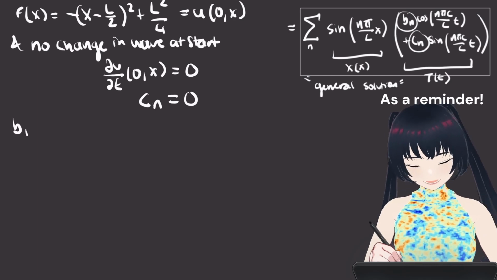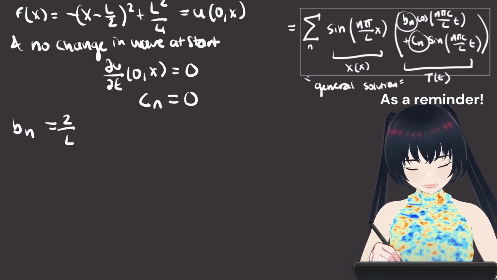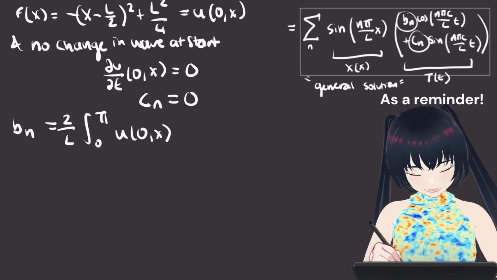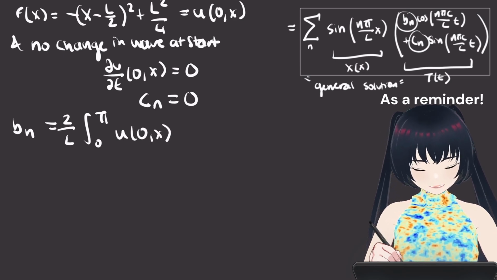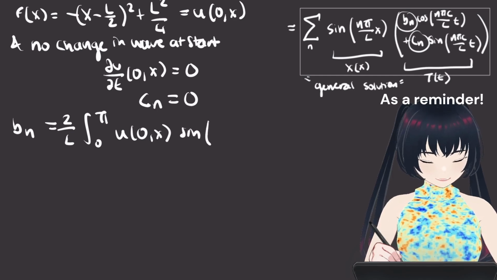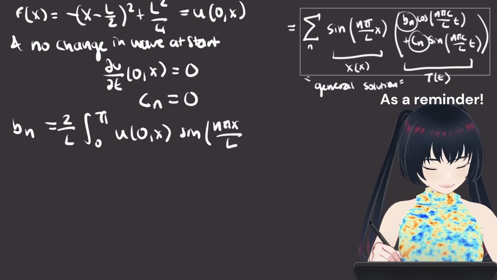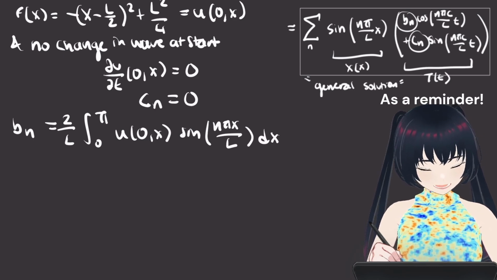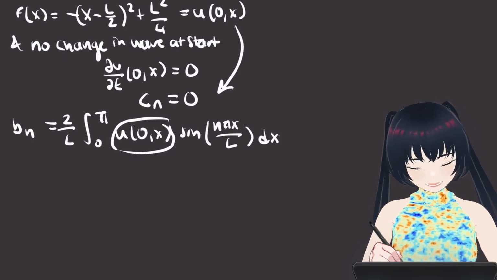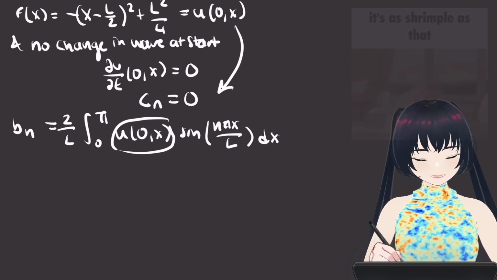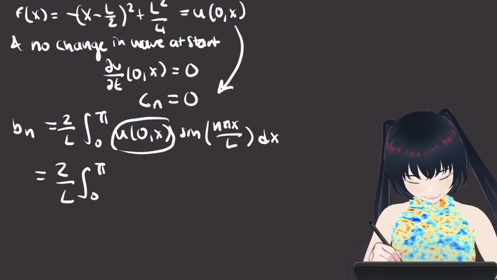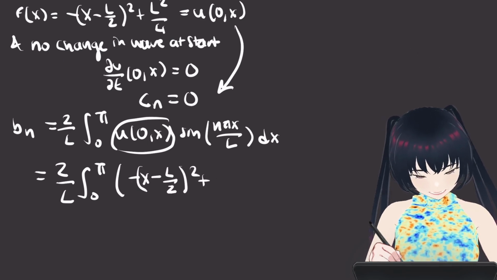So how do we do that? We need to use our handy dandy little Fourier series. We know that B of n is equal to 2 over L times the integral of 0 to pi times u of 0x times sine of n pi x over L dx. And now we just need to plug in the expression of us holding the string. It's as simple as that. So we're going to put this right here.